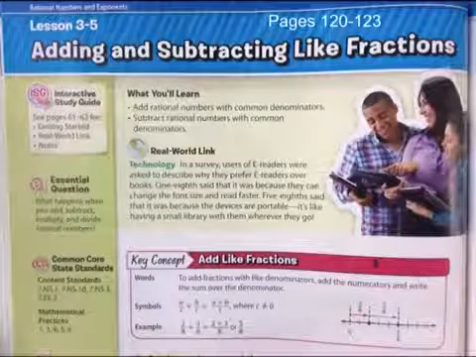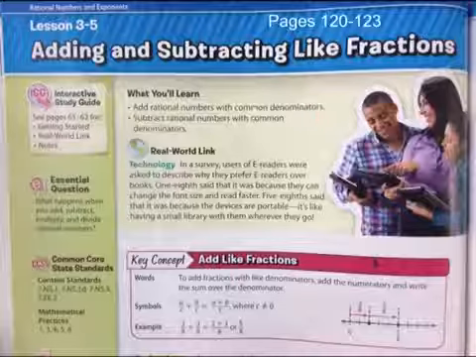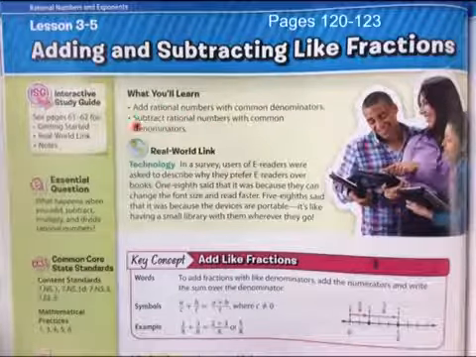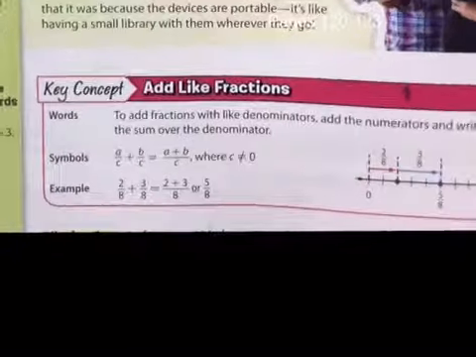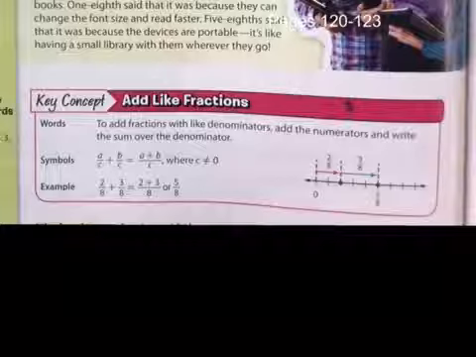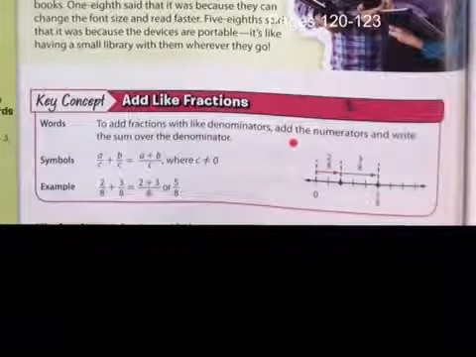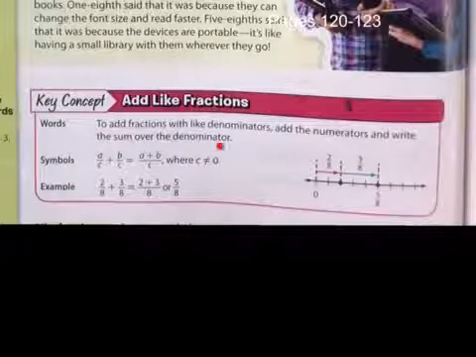Here we have what we will learn. Add rational numbers with common denominators, like fractions. Subtract rational numbers with common denominators. So we're adding and we're subtracting rational numbers. Now let's take a look here at this key concept. To add fractions with like denominators, add the numerators and write the sum over the denominator.